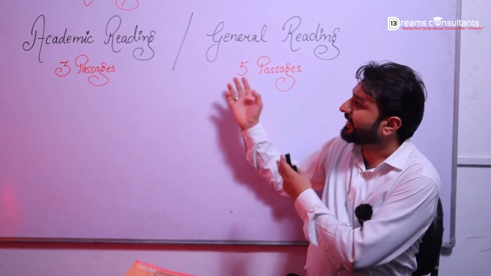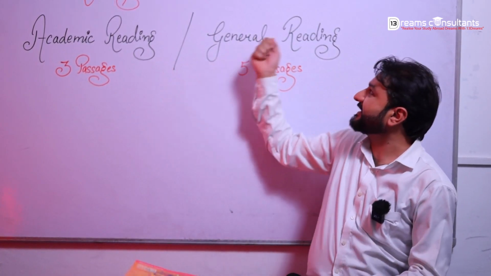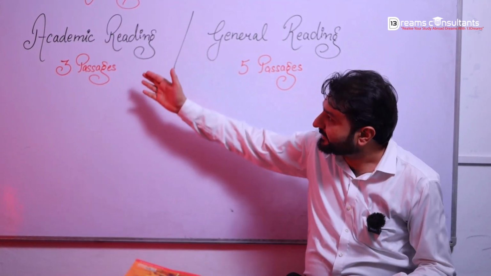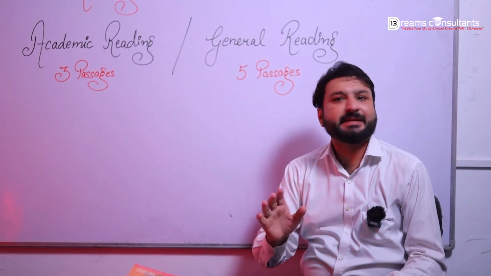Now, there are two types of IELTS reading. One is academic reading and the other one is general reading. Academic reading is for the student purposes. Now, in academic reading, there are 3 passages.